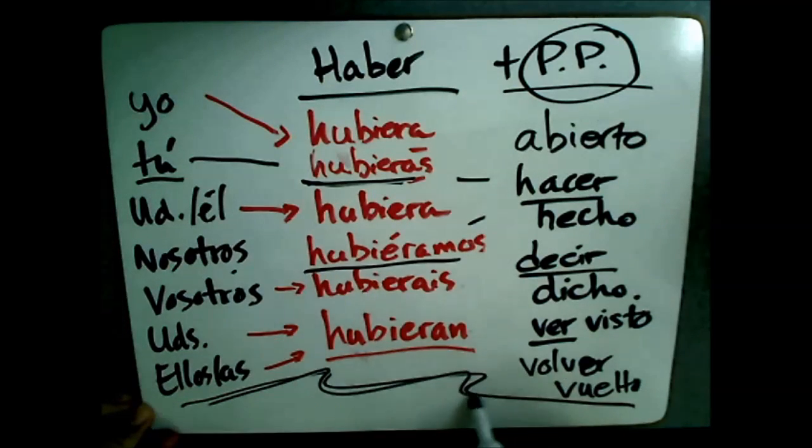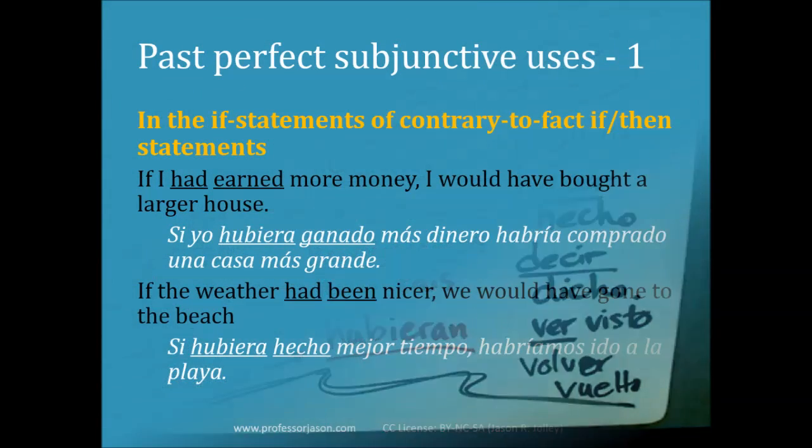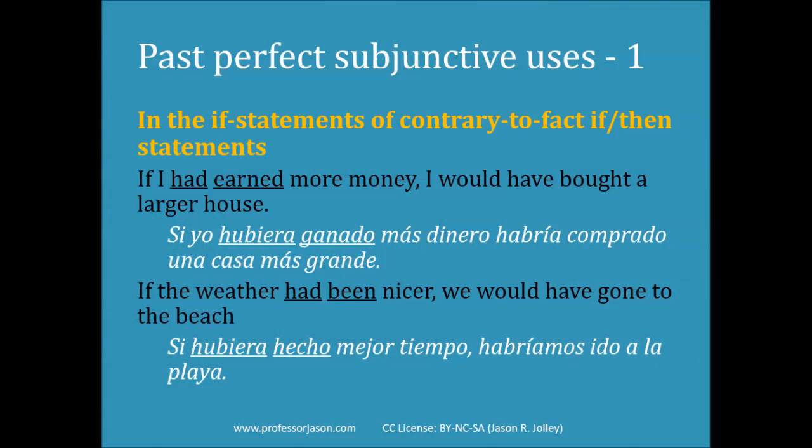Okay, now we've come to the final part of the lesson, the part you've been waiting for, or maybe not, but we're going to talk about 4 specific uses of the past perfect subjunctive forms in Spanish. The first one you can see on this slide is by far the most common use of past perfect subjunctive forms, and that's in hypothetical or contrary to fact if-then statements.